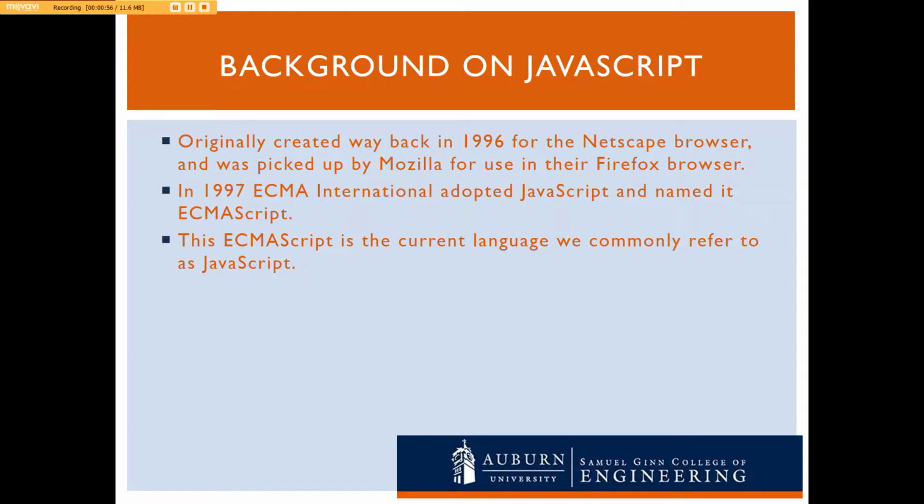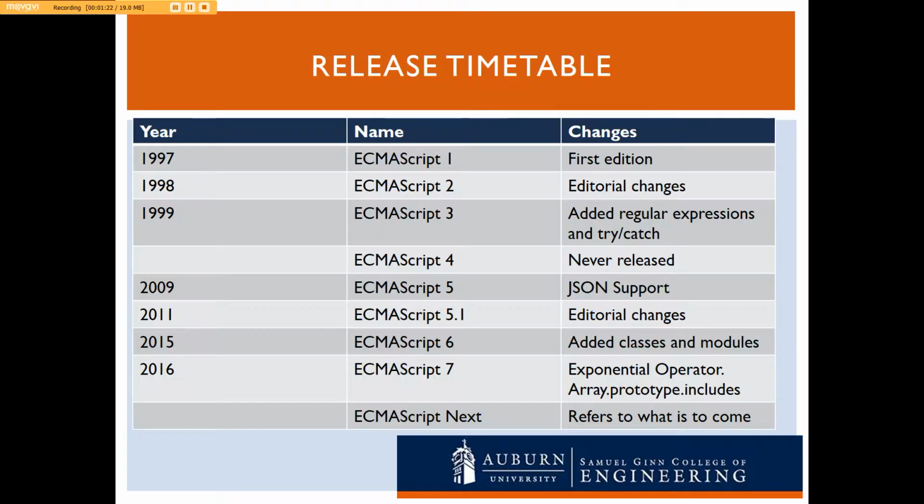So JavaScript was originally created way back in 1996. It was created for the Netscape browser. Later it was picked up by Mozilla and they used it in their Firefox browser. In 1997, ECMA, which is an international standards group, adopted JavaScript and they renamed it to ECMAScript. ECMAScript is the language that we currently call JavaScript today.